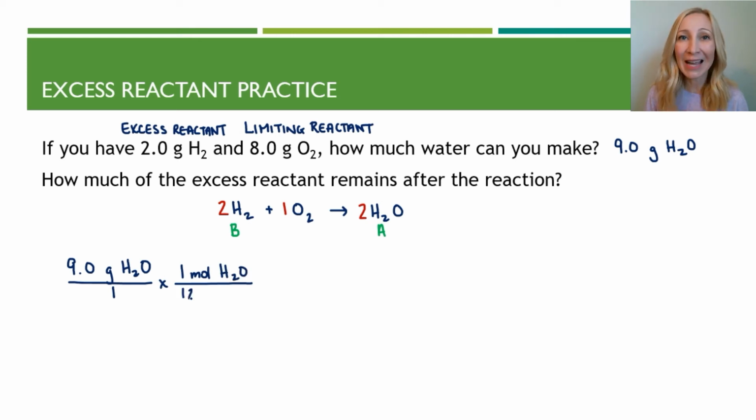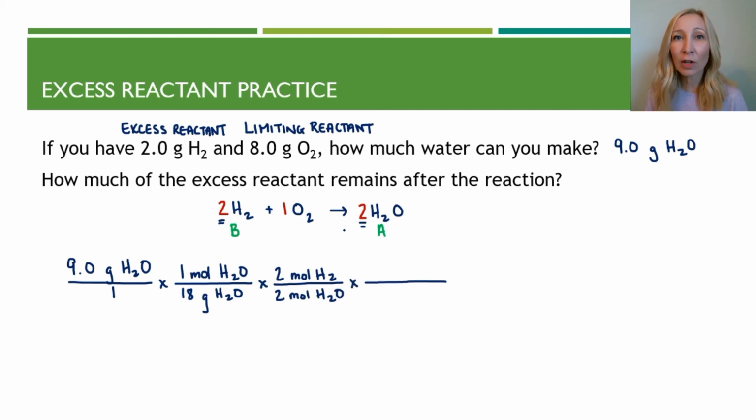So we start with our 9 grams. That's how much water we can make, 9 grams of water. We're going to divide by the molar mass of water, or multiply by 1 mole of water over 18 grams of water. I got this value using the periodic table. 16 is an oxygen, and a hydrogen is 1, and another hydrogen is another 1. That gives us 18. Then we're going to multiply by the coefficient of B over the coefficient of A.